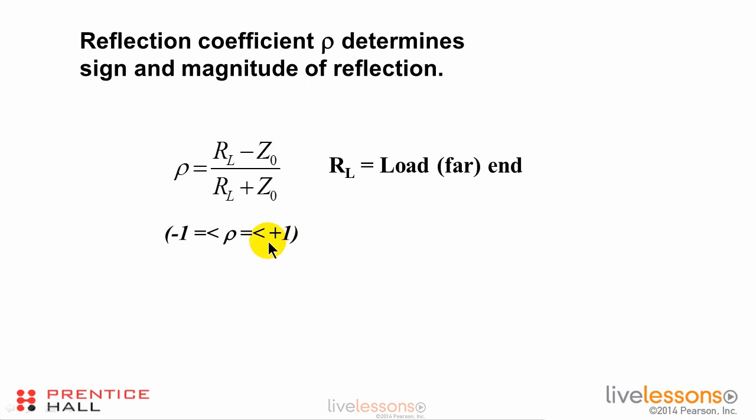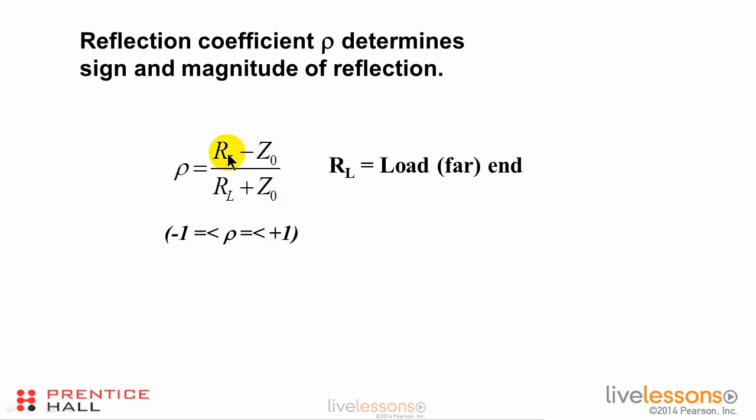Let's say we have a very high resistor or open circuit at the far end of the line. Well, then this formula becomes RL divided by RL, which is 1. We get 100% reflection, and it is positive in sign. And we saw that in a couple of the illustrations.